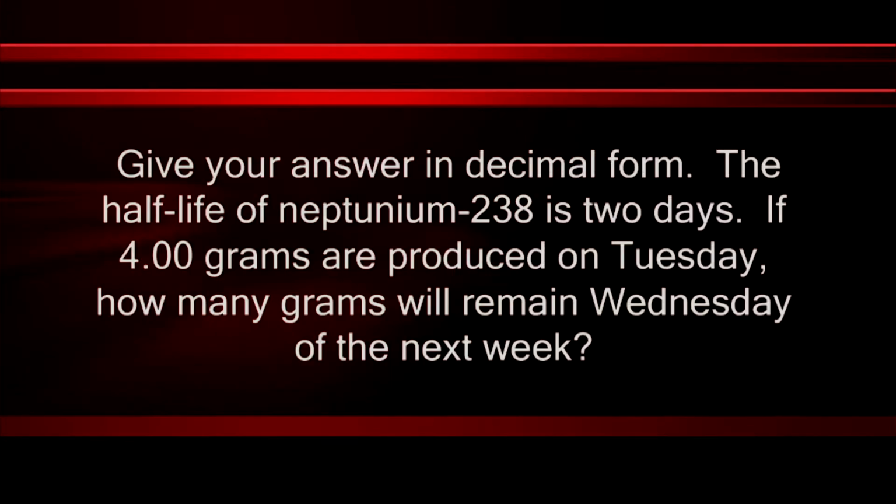Science for 75. Give your answer in decimal form. The half-life of neptunium-238 is 2 days. If 4 grams are produced on Tuesday, how many grams will remain Wednesday of the next week? Once again, give your answer in decimal form. 0.25 grams. That is correct. All right, Cherokee, your choice.